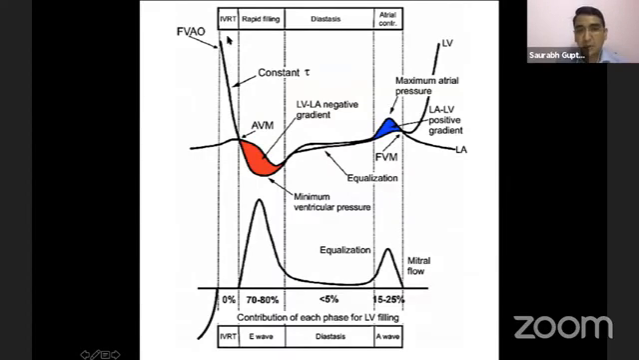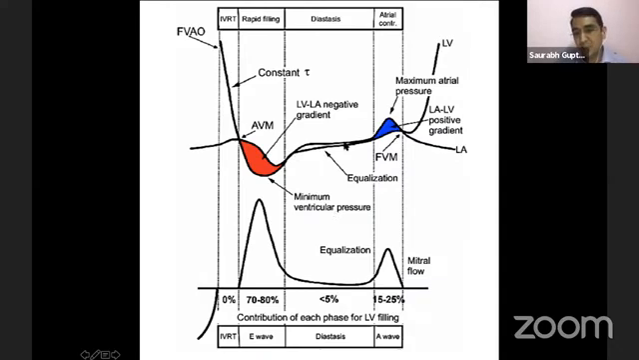So this is the isovolumetric relaxation time. This is the period of rapid filling. And as you can see over here, this is the time of the V wave. So the V wave will actually be bisected by the descent of the LV trace. This is the dip, the diastolic pressure, or sometimes it is called the minimum diastolic or ventricular pressure.